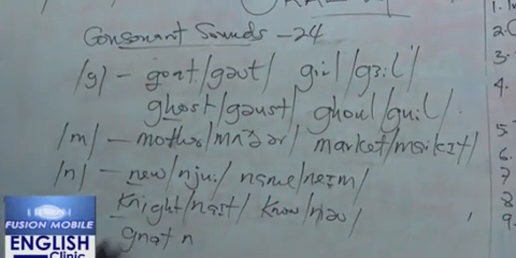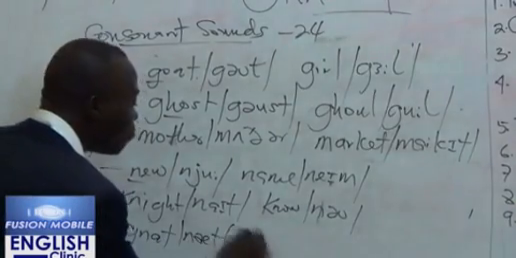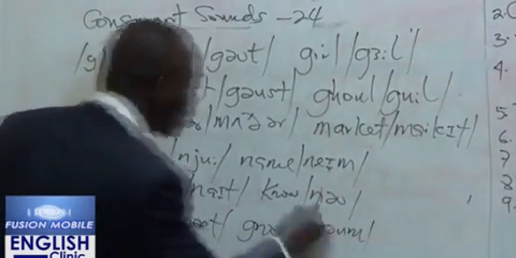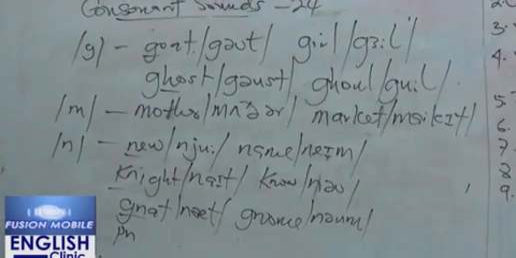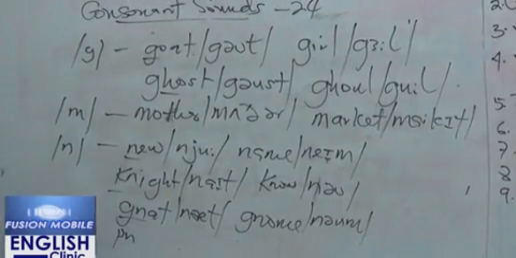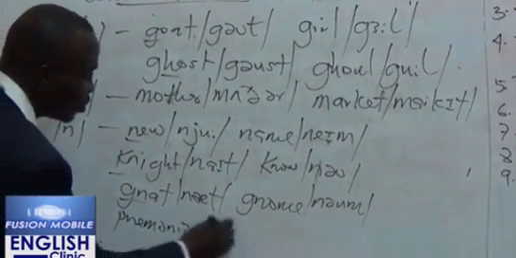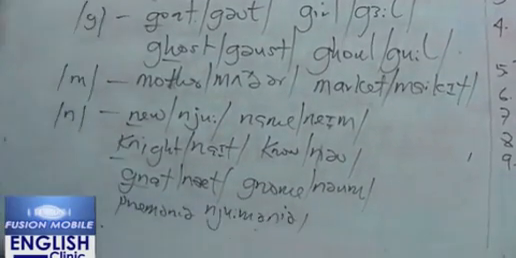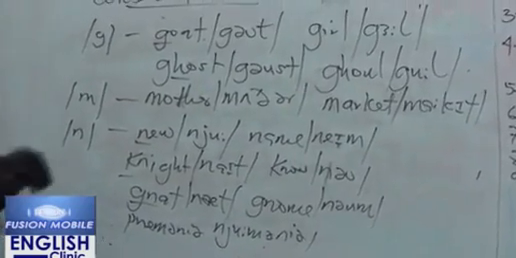Then it can also be realized by GN as in gnat. The G is silent, so you have gnat. As in gnome. Then it can also be realized by PN. In this case, the P is silent, just like G is silent here. You have pneumonia. And so on and so forth. So that concludes how the na sound is realized.